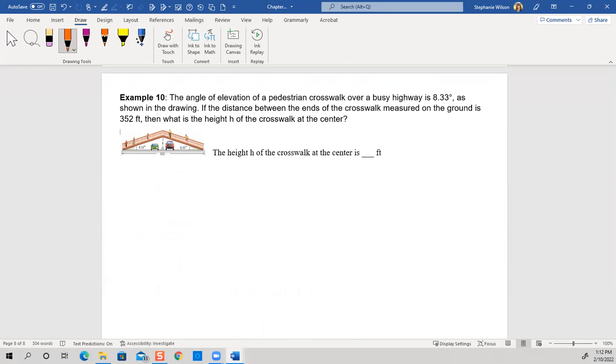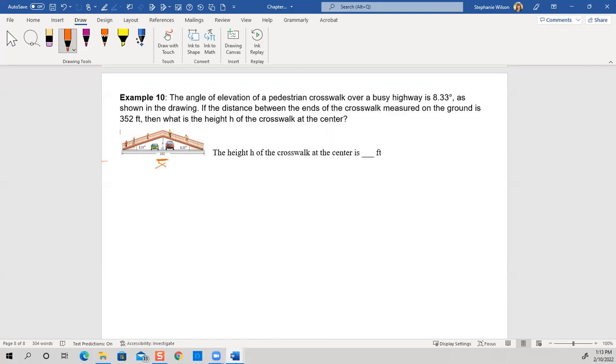This one here says, let me put my mouse in here. It says that the angle of elevation of a pedestrian crosswalk over a busy highway is 8.33 degrees, as shown in the diagram here. And the distance between the ends of the crosswalk measured on the ground is 352 feet. So we see it right here. That's going to be my X, right? Then what is the height, H, of the crosswalk?